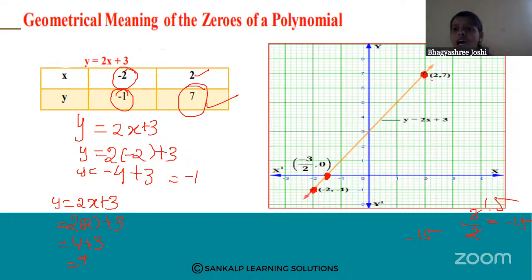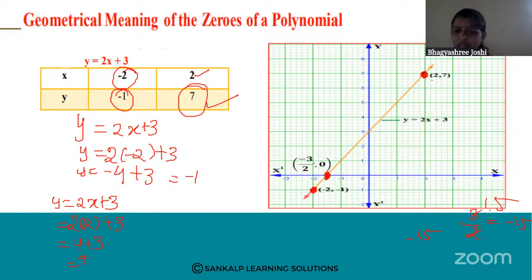That means how many times the line touches the x-axis, how many times the line intersects the x-axis, that number of times is the zeros of that polynomial. Have you understood? Here, how many times has it happened? Only one time it touches the x-axis. That is, only 1 zero is there. That is -3 by 2.